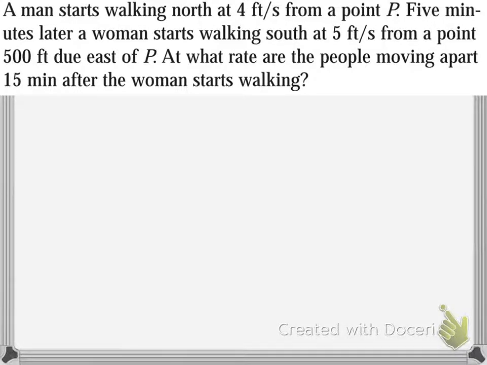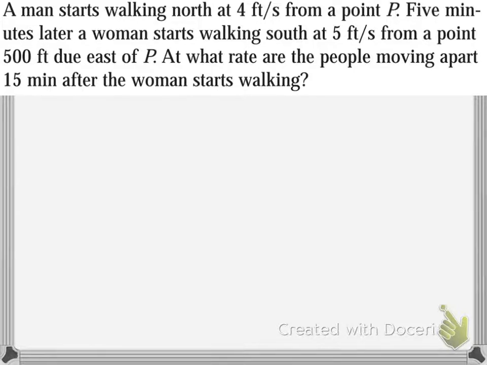A man starts walking north at 4 feet per second from a point P. 5 minutes later, a woman starts walking south at 5 feet per second from a point 500 feet due east of point P. At what rate are the people moving apart 15 minutes after the woman starts walking?